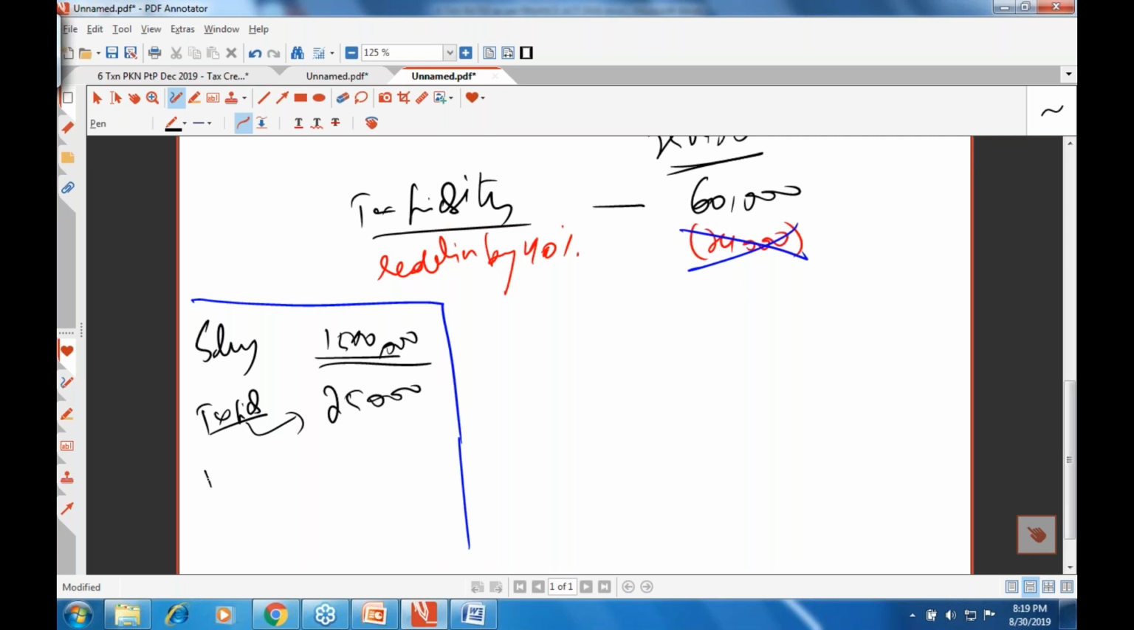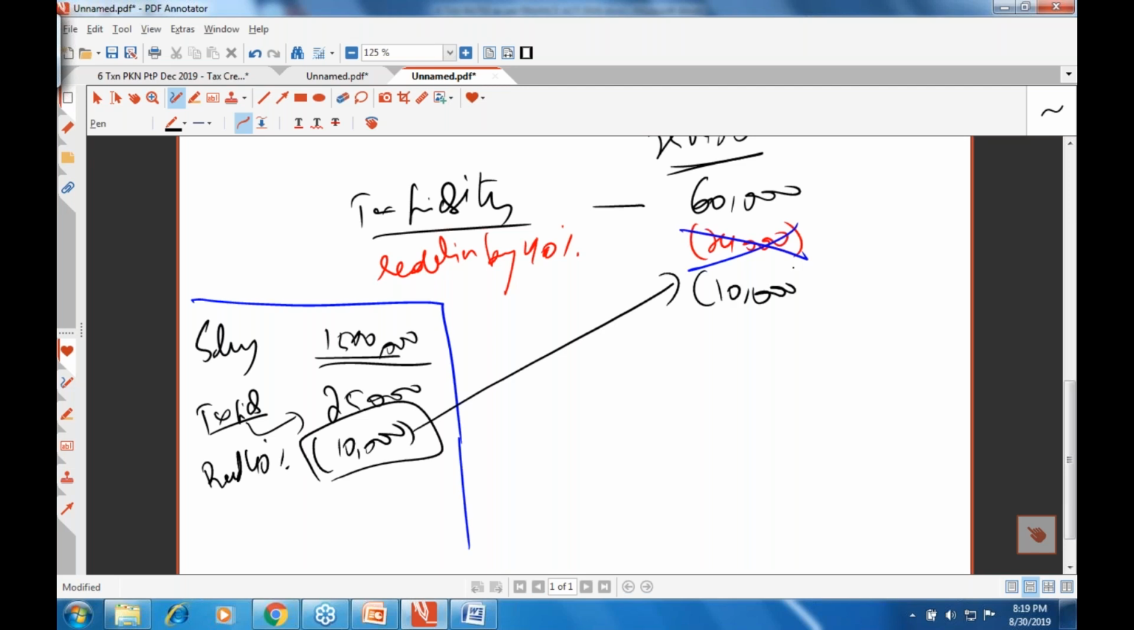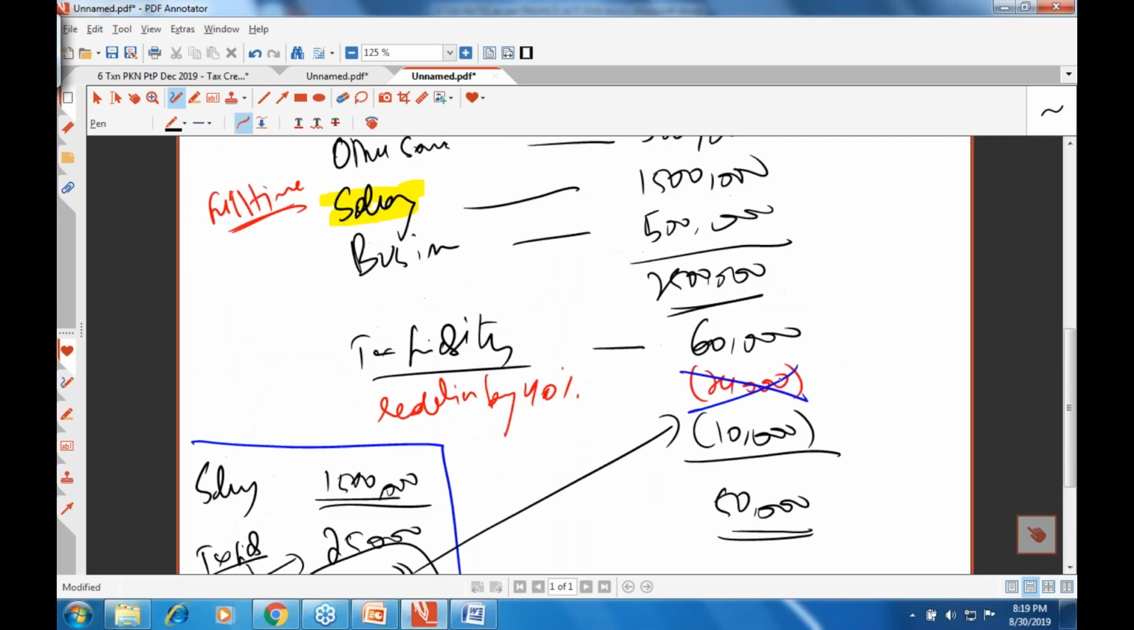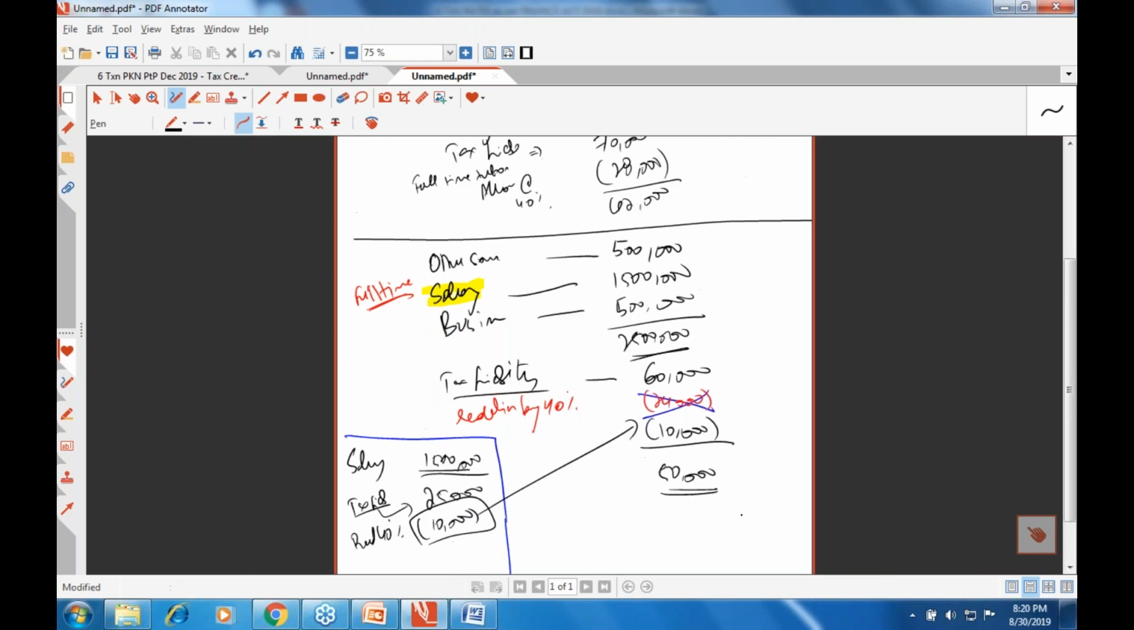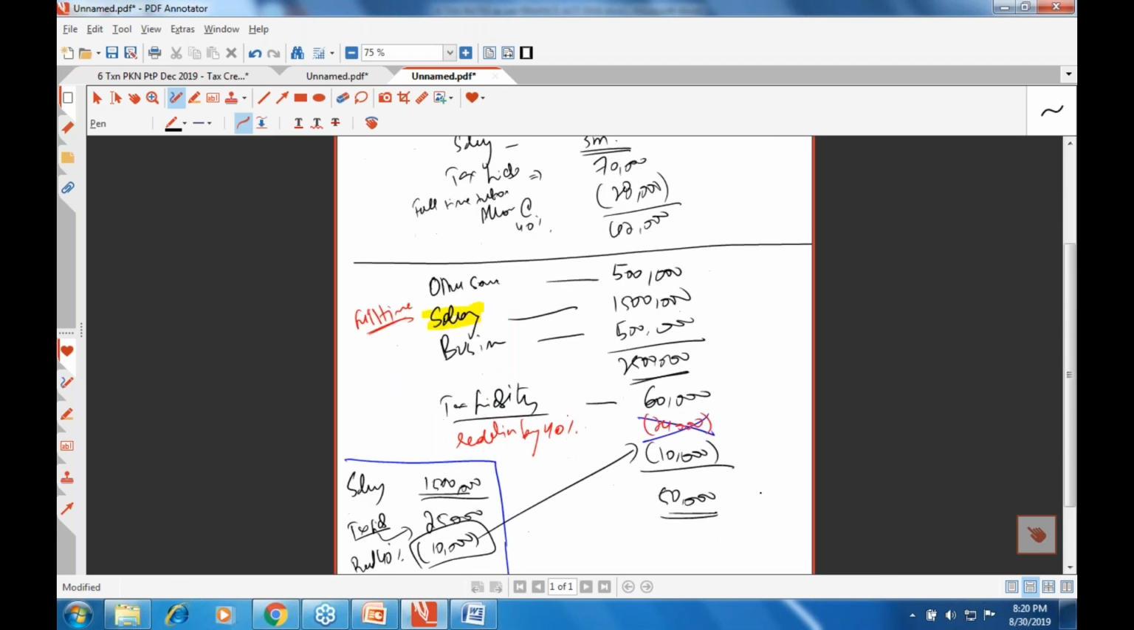So you would claim a reduction of 40% on this, which turns out to be 10,000. So basically you can only claim a 10,000 deduction over here, and the rest, 50,000, is going to be paid. Kindly look at this so that we can then move forward.